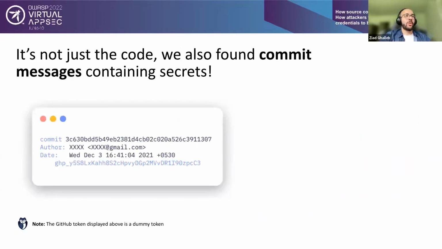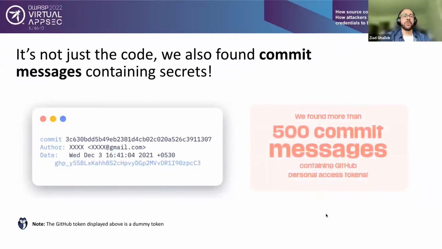Now, it's not just the code where we found secrets, and I kid you not, this is really true, we found commit messages themselves containing secrets, and most of the time these secrets were GitHub personal tokens. In total, we found more than 500 commit messages containing these personal access tokens, and this is a very risky secret to expose, because then your GitHub account can be used to clone your repositories or to insert malicious pull requests, etc.